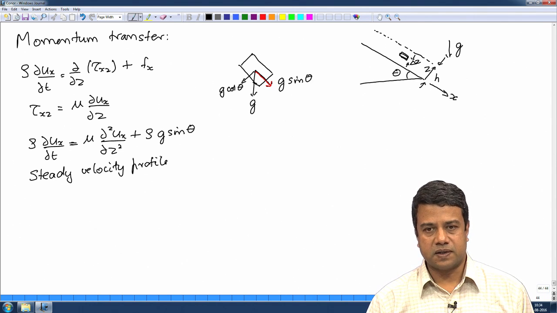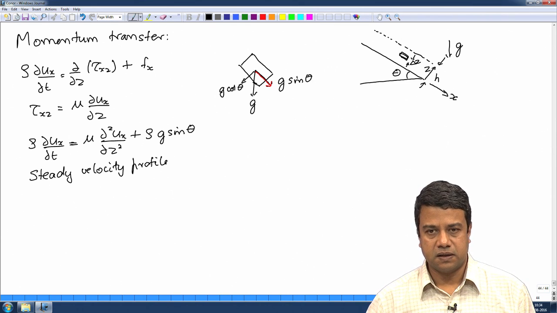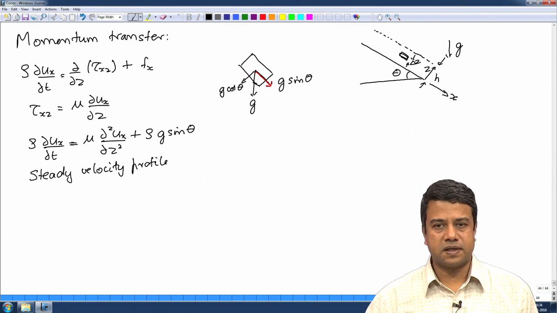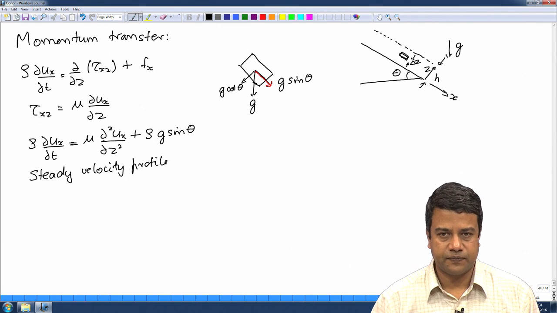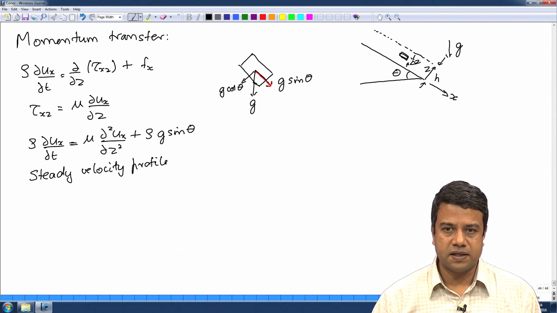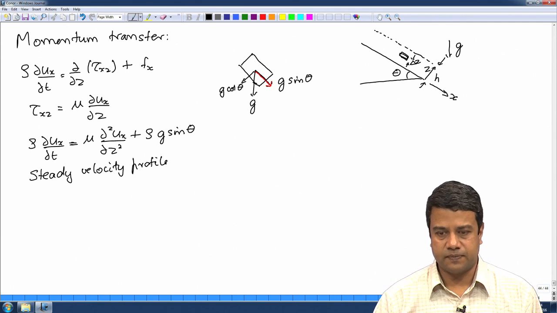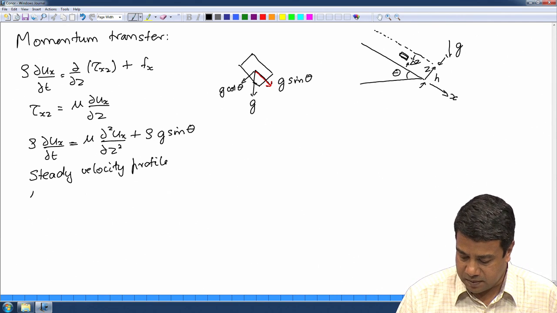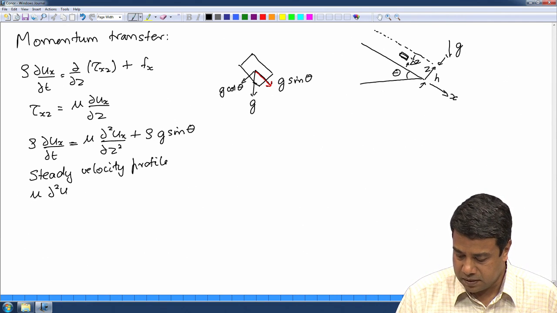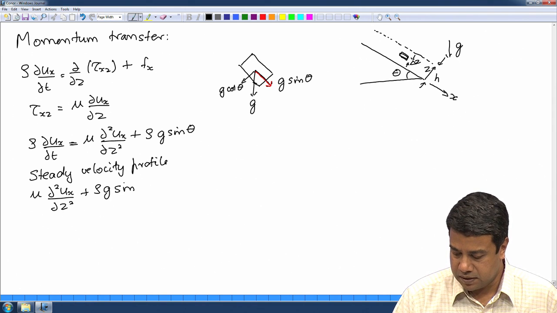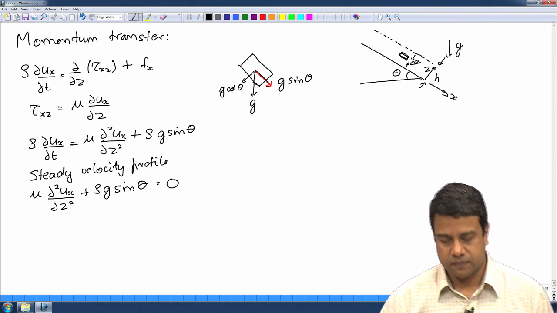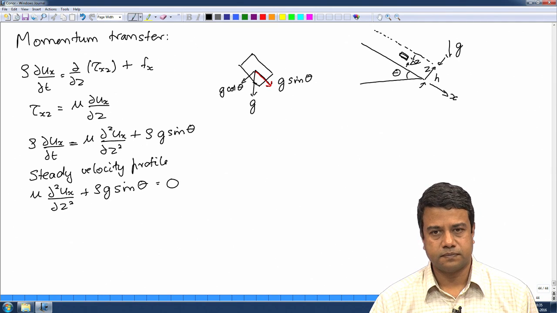Effectively we consider a fully developed flow, that is we assume that this plane is of infinite extent, so that there is no variation in the velocity at different downstream distances. And then if it is at steady state, so that there is no variation in time as well, the conservation equation will become mu times d squared u x by d z squared plus rho g sine theta is equal to 0. So, that is the equation for the steady velocity profile.